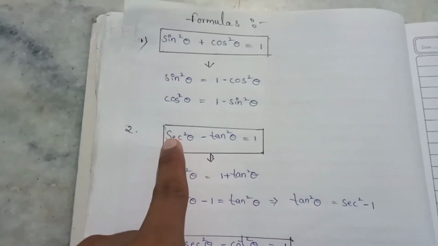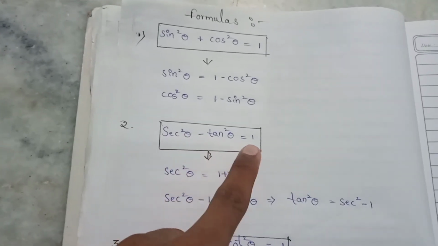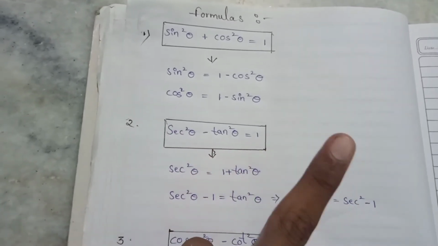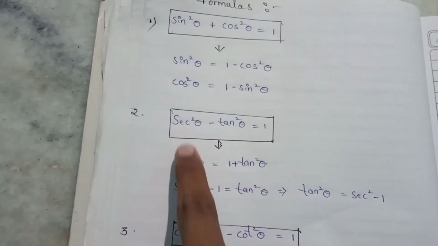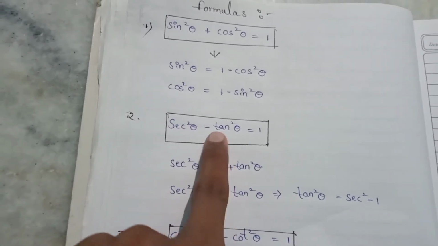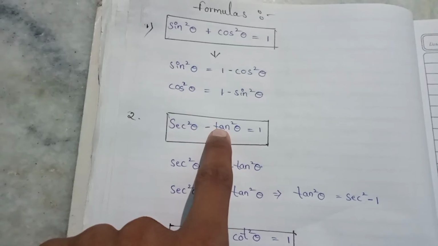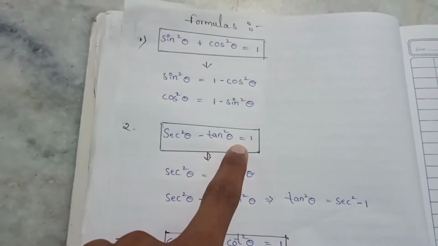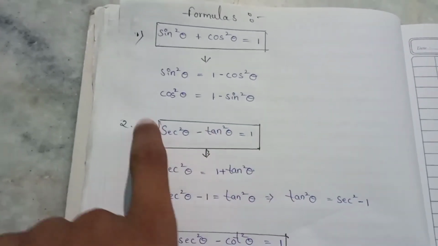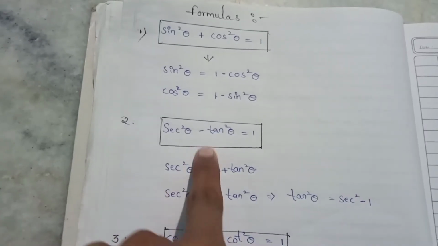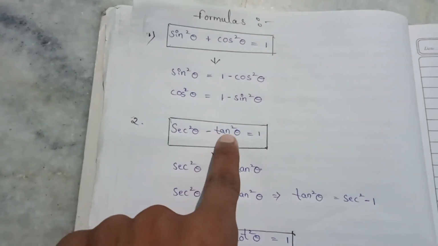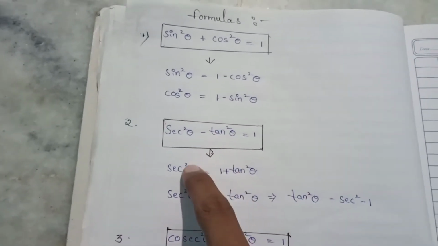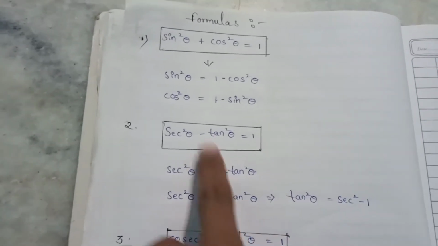Next formula: sec square theta minus tan square theta is equal to 1. Understand? When we have to find the value of sec square theta, we have to convert this subtraction into addition. Let us bring the minus tan square theta to the RHS side; it becomes addition. Sec square theta as it is. Minus becomes plus, that means subtraction becomes addition: sec square theta is equal to 1 plus tan square theta.